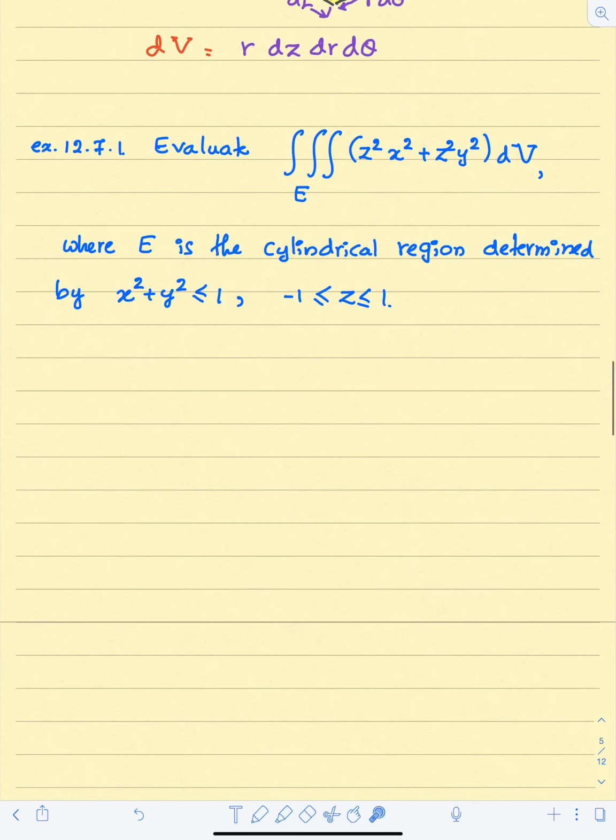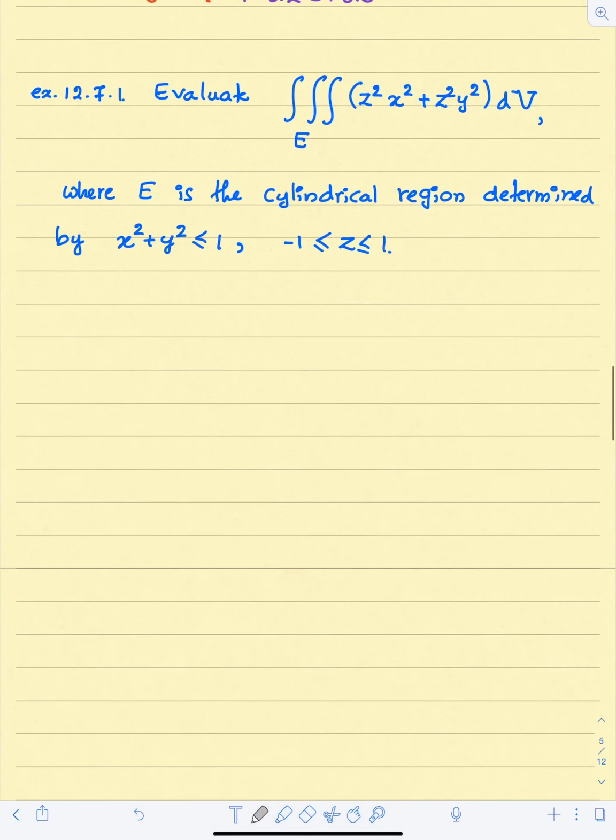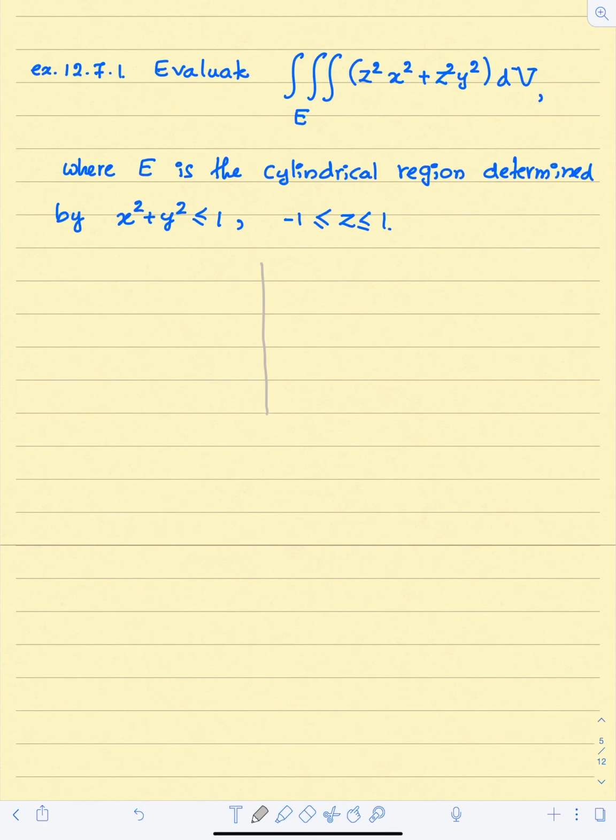First step is to draw this solid E. Let's do that. x squared plus y squared less than or equal to 1. This is a cylindrical region, and so basically you should have a cylinder with radius 1.